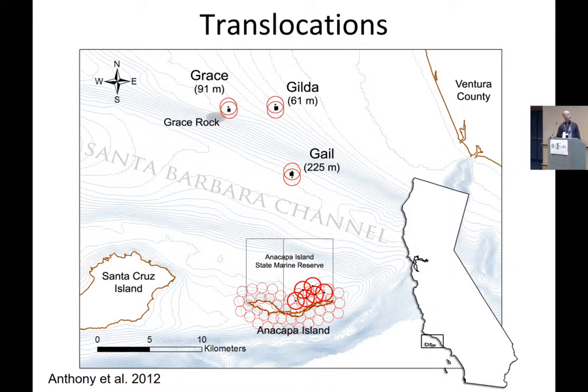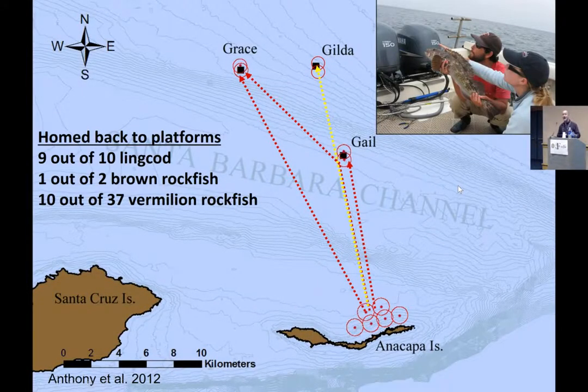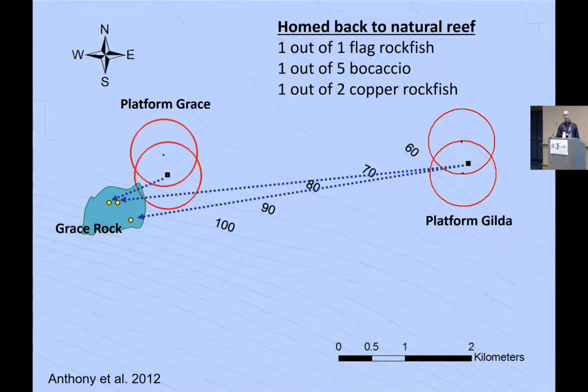And what we found was that 79 of the fish that we took off, of 12 species, we translocated here. We also took 19 fish off a deep reef and translocated them to these platforms. And what we found was, of the fish that we took off the platforms, 9 of the 10 lingcod that we took off the platforms to natural habitat returned back to the platforms, in some cases in 10 hours. Other species showed homing back to the platforms. Overall, 25% of the fish returned. For the fish that we took off the natural reefs and put on platforms, only 16% returned back to a natural reef, even though that natural reef was closer.